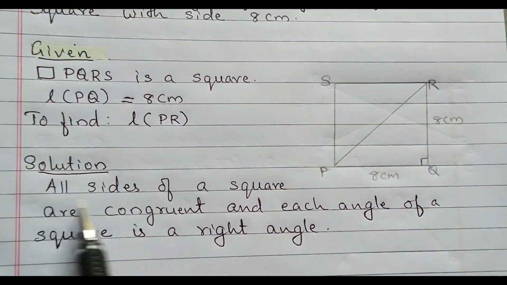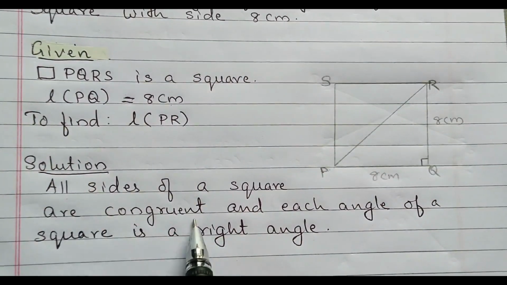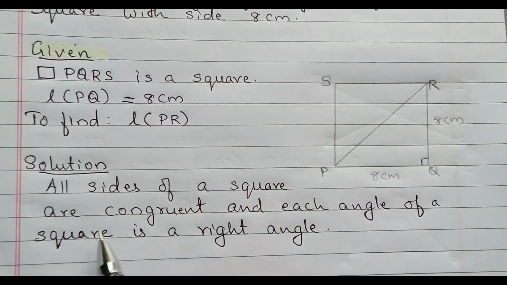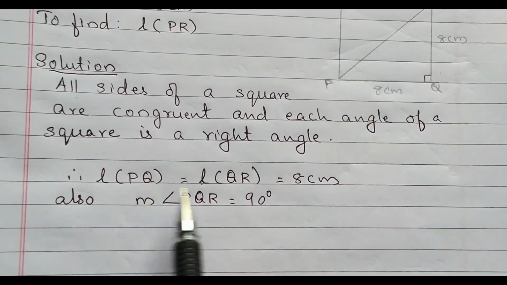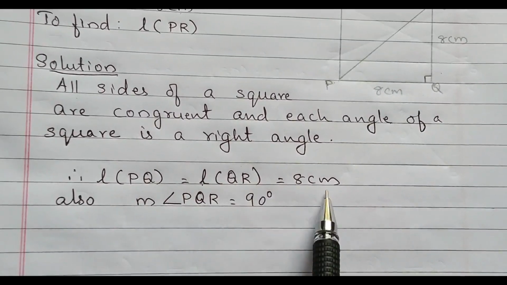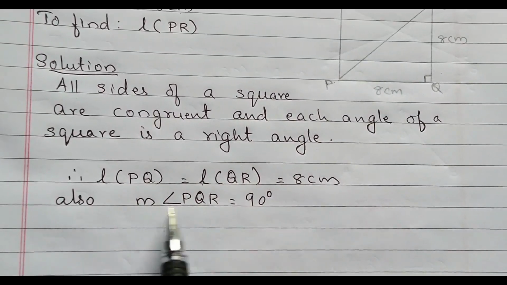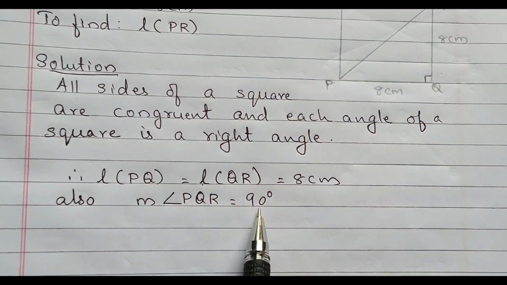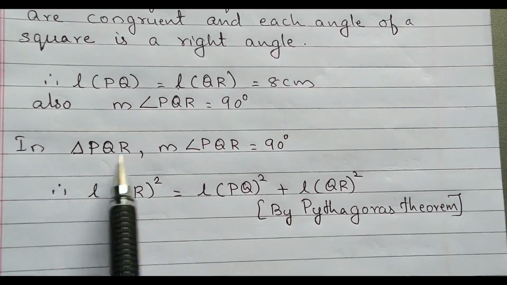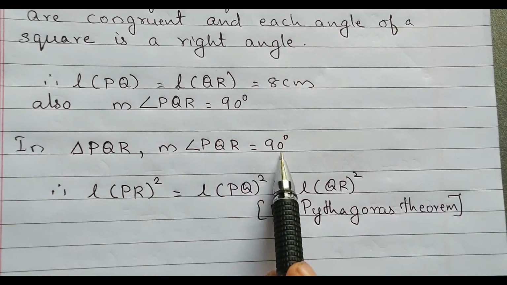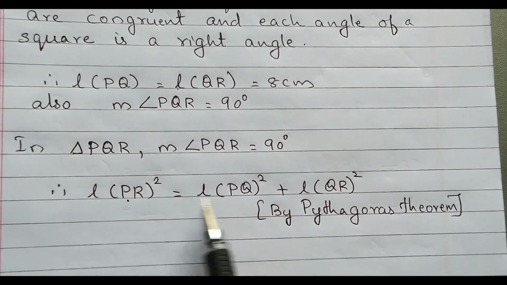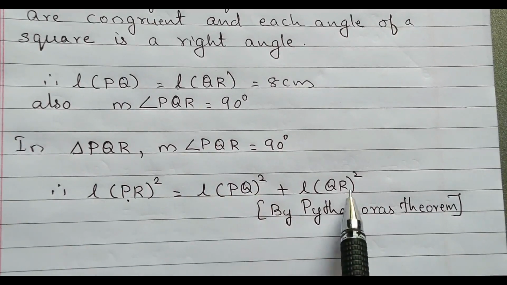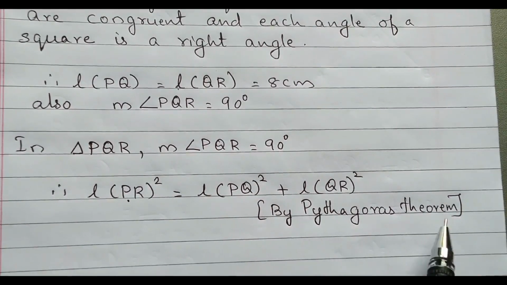The solution is, we know that all sides of a square are congruent and each angle of a square is a right angle. Therefore, we can write length PQ is equal to length QR is equal to 8 centimeters. Also, measure angle PQR is 90 degree. So, in triangle PQR, measure angle PQR is 90 degree. Therefore, we can write PR square is equal to PQ square plus QR square using the Pythagoras theorem.